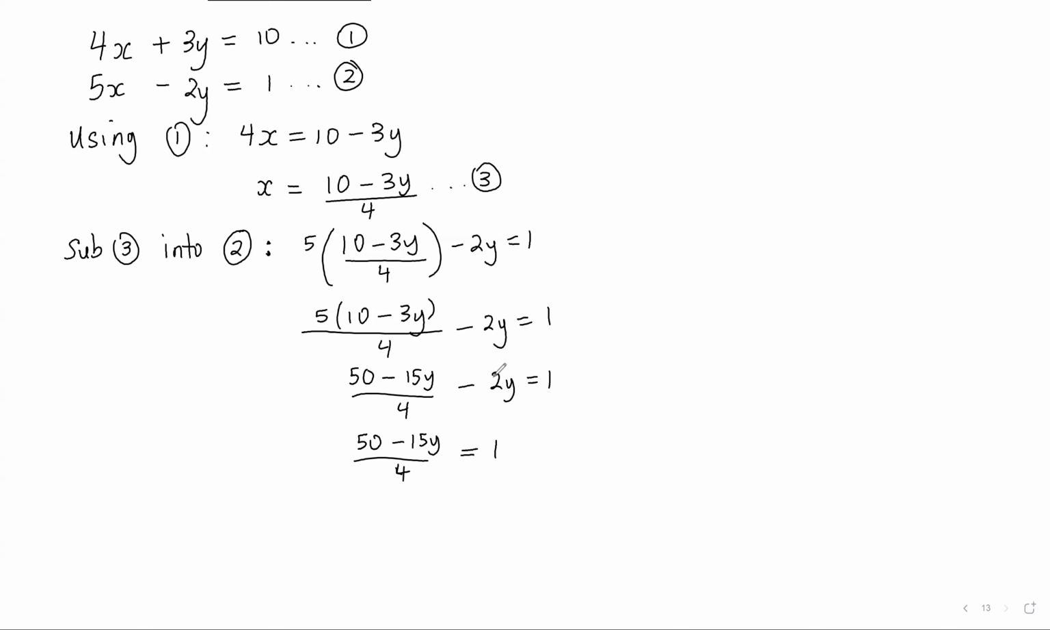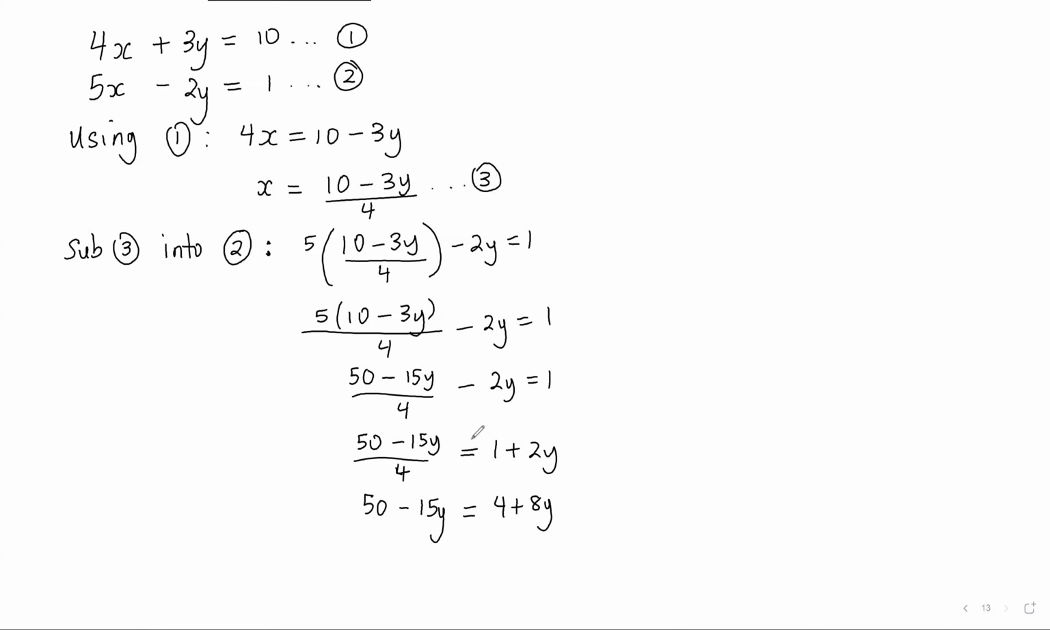I'm going to move the minus 2y to the other side. So that would be plus 2y. Now I'm going to multiply both sides by 4 to get rid of this denominator. So if I multiply by 4, I'll get rid of the denominator. So it will be 50 minus 15y is equal to 4 plus 8y. I multiplied both sides by 4.